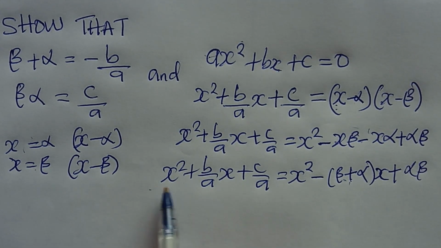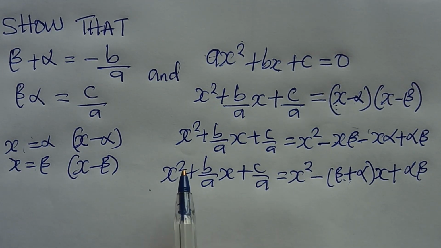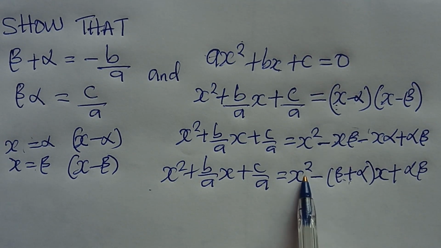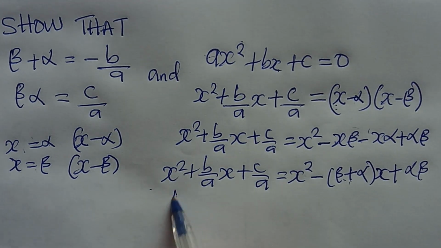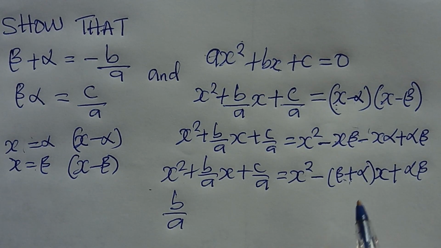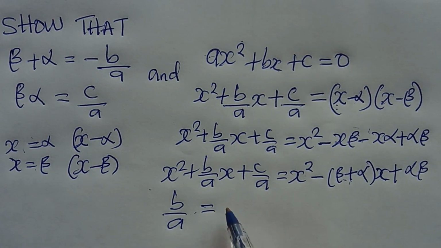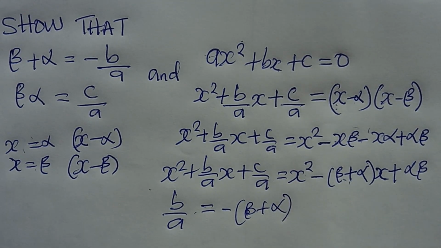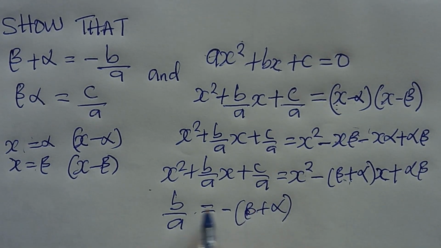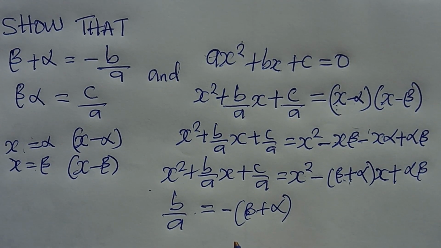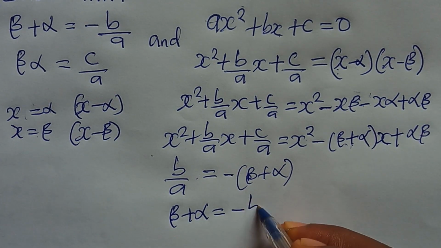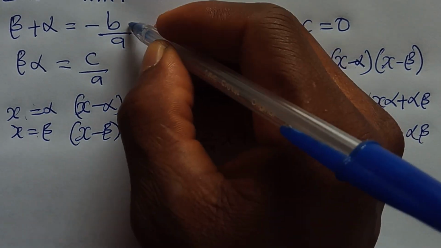Let's start by comparing the coefficients of this equation. You can see that the coefficient of x squared here is 1 and the coefficient of x squared here is 1, so they will cancel themselves. The coefficient of x here is b all over a, and the coefficient of x here is negative beta and alpha. Then you divide both sides by negative, you're going to have that beta plus alpha is equal to negative b all over a. So this one is proven.